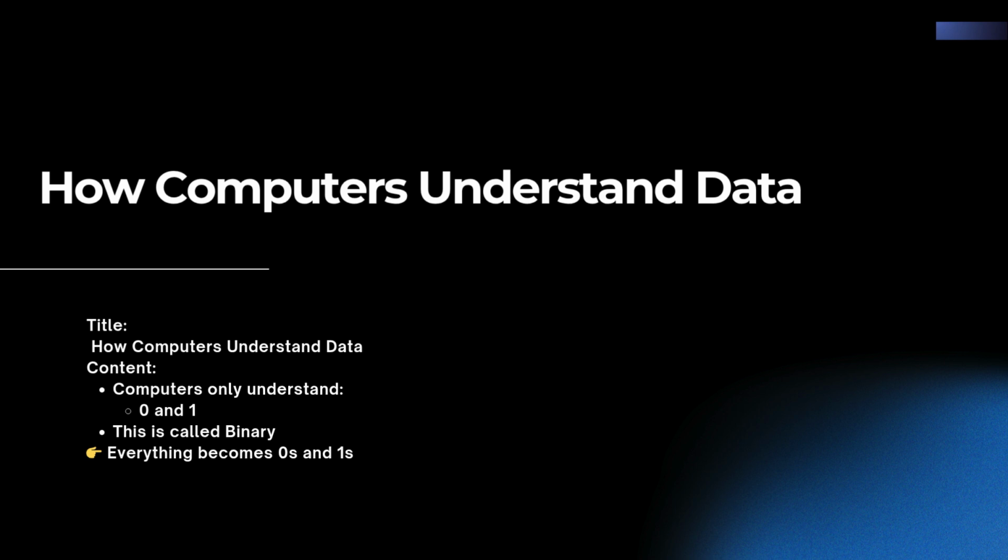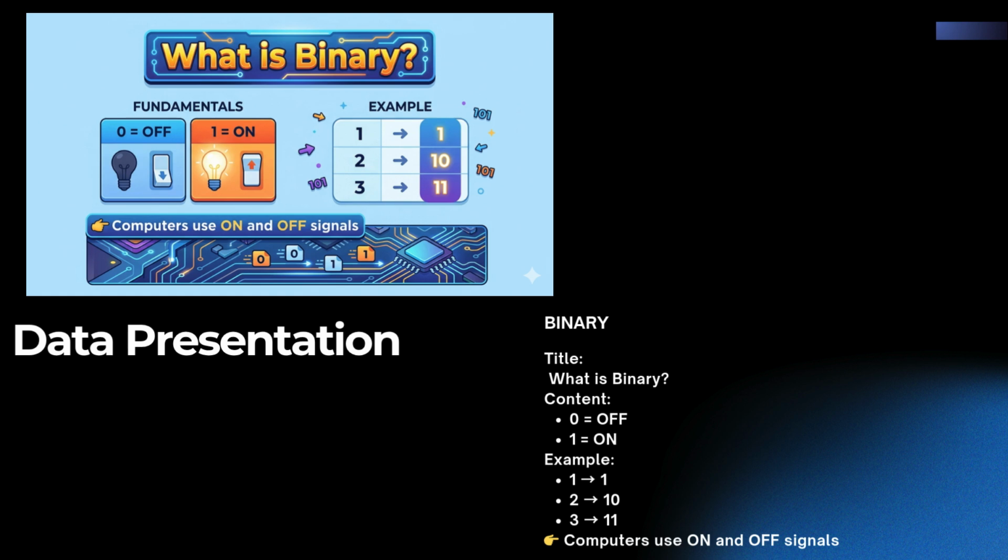For example, the number 5 becomes 101. The letter A becomes 010001. So the key idea here is simple. Everything inside a computer is just numbers in binary.